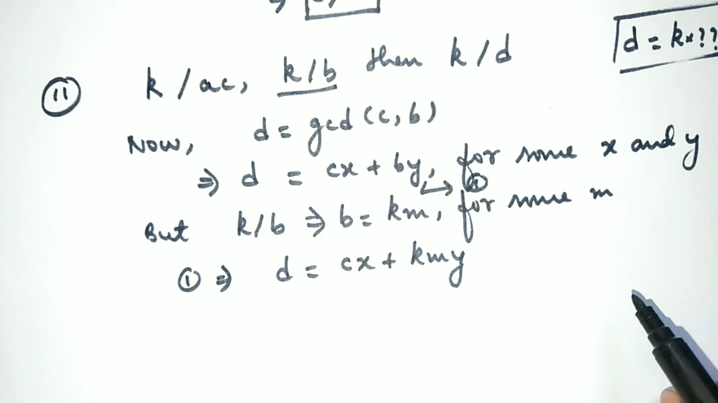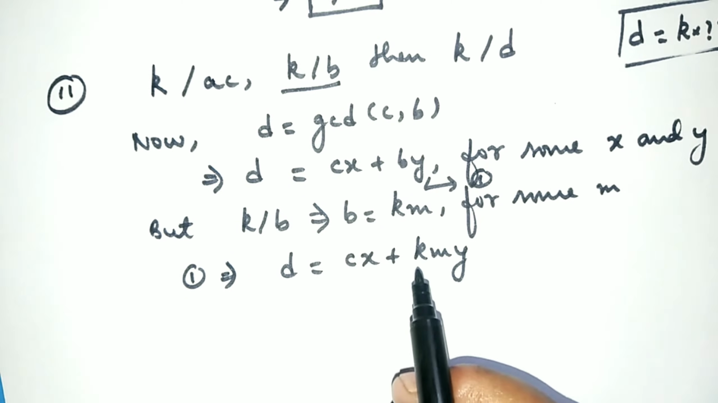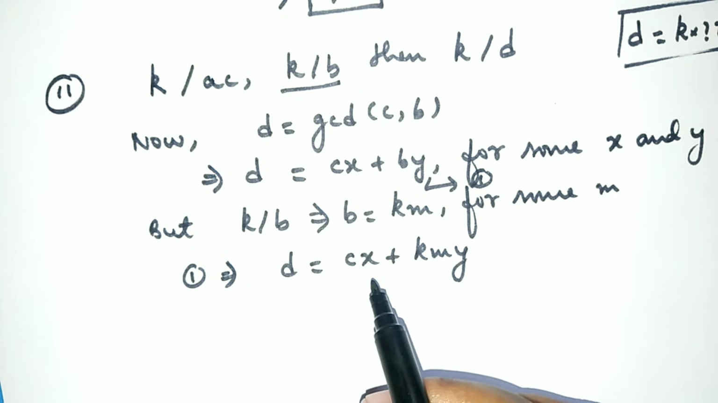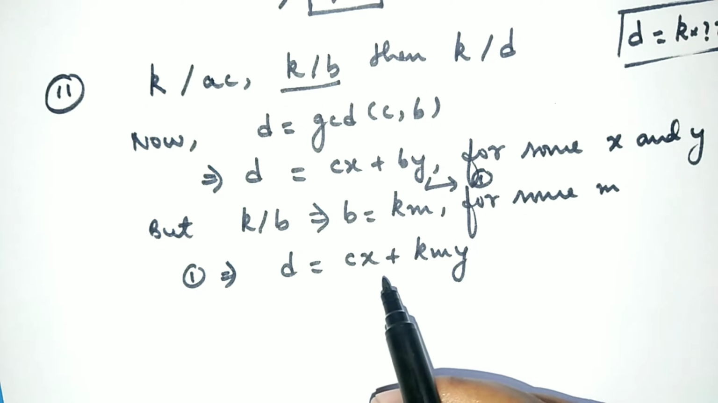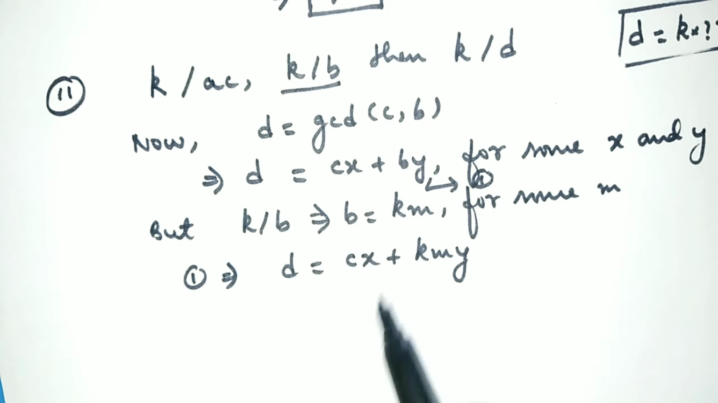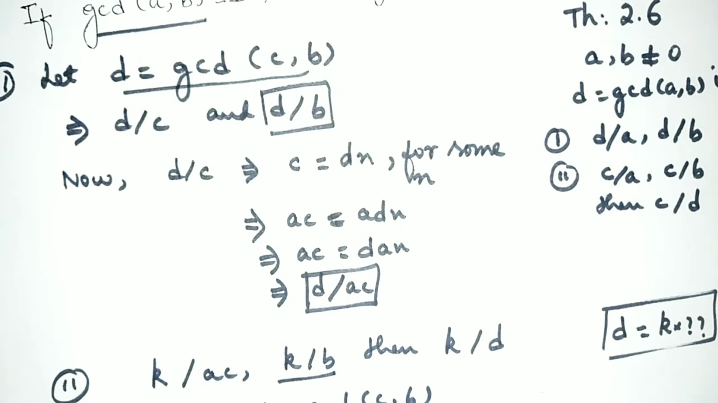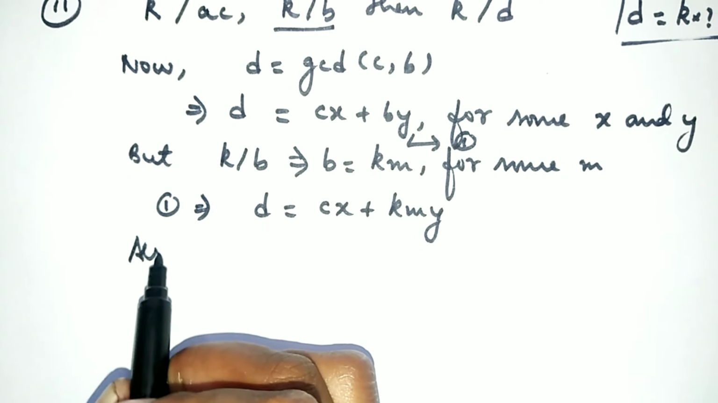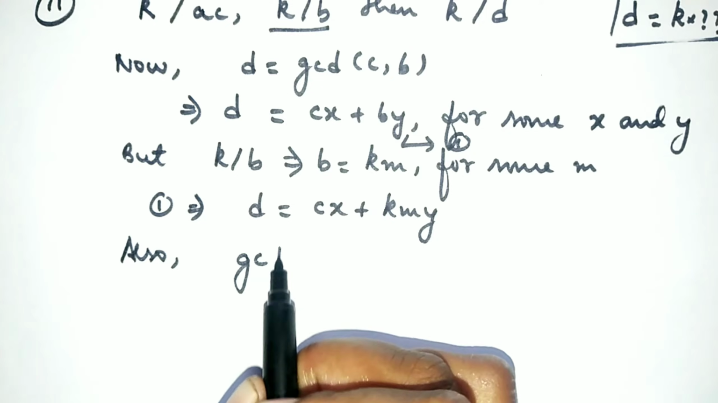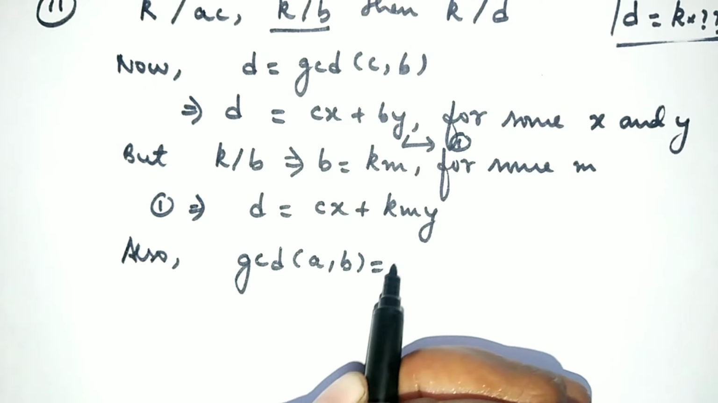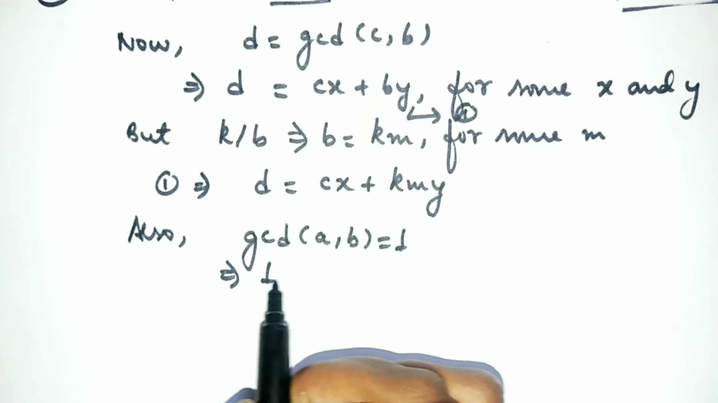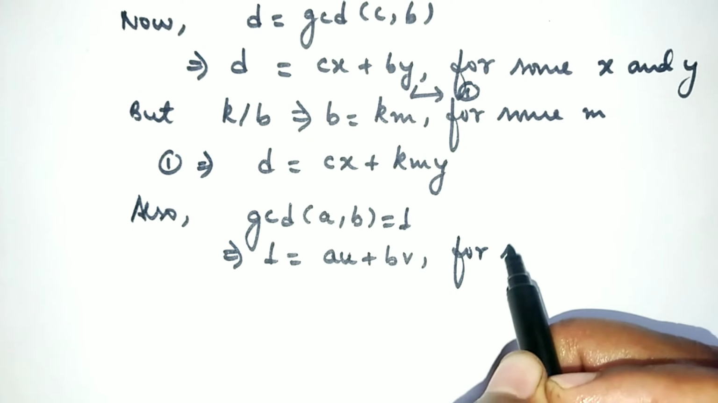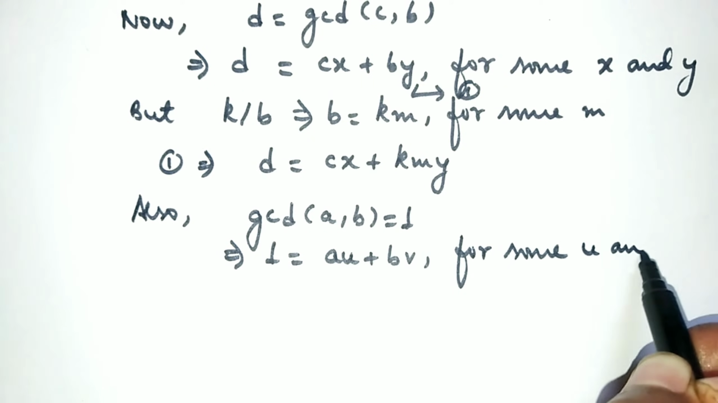Okay. Now we are near to the proof. See, we already have K here. If we can show that C is a multiple of K, then we can take common and conclude that K divides D. So let's see how to write C as a multiple of K. We use this one. Also here we have GCD of A and B is 1. So it implies that 1 is written as a linear combination of A and B for some U and V.